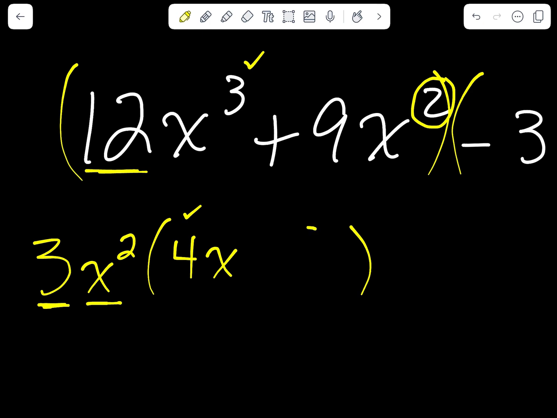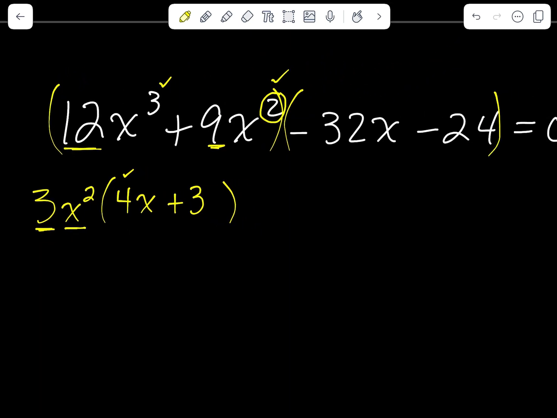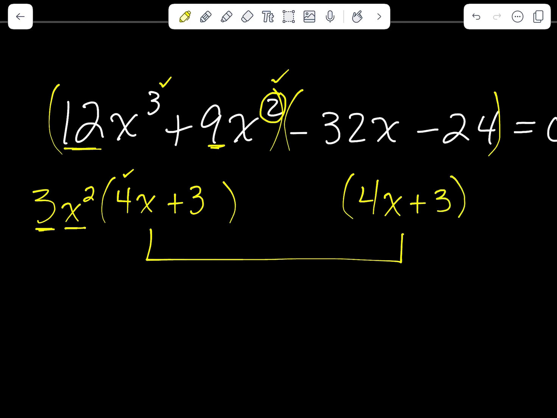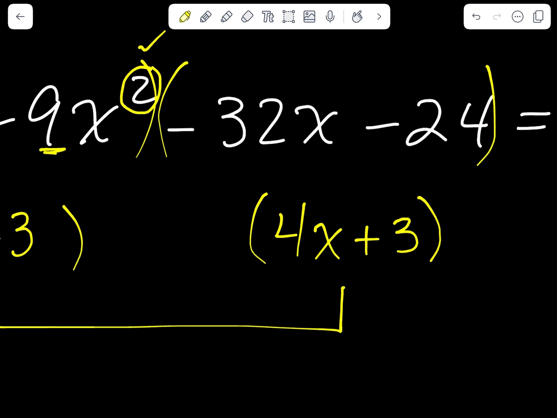So now what we need to do is fill out this part of the parentheses here. 3 times what is 9? That would be positive 3, so we add it. And x squared times no more x's would give us x squared. The beautiful thing about factoring by grouping here is we have what I like to call a match. And we use the match, or the second set of parentheses here, to help us figure out how to factor the negative 32x minus 24.